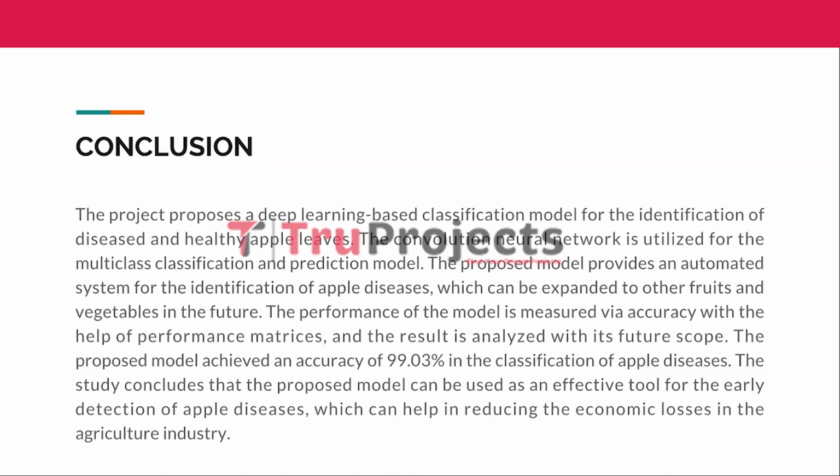The performance of the model is measured via accuracy with the help of performance metrics, and the result is analyzed with its future scope. The proposed model achieved an accuracy of 99.03% in the classification of apple diseases. The study concludes that the proposed model can be used as an effective tool for the early detection of apple disease, which can help in reducing the economic loss in the agriculture industry.